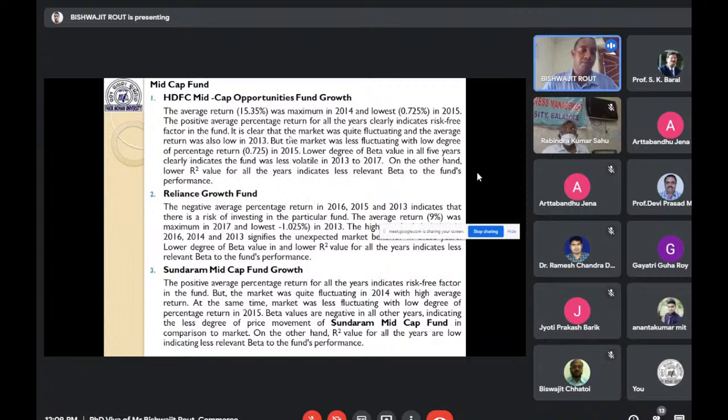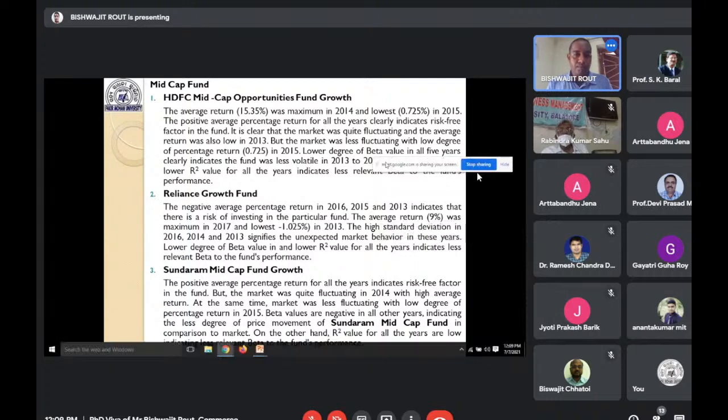to the fund's performance. And next one is Reliance Growth Fund in the category of mid-cap fund. The negative average percent return in 2016, 15, and 13 indicates that there is a risk of investing in the particular fund. The average return, 9%, was maximum in 2017 and lowest is minus 1% in 2013. The high standard deviation in 2016, 14, 13 signifies the unexpected market behavior in these years.